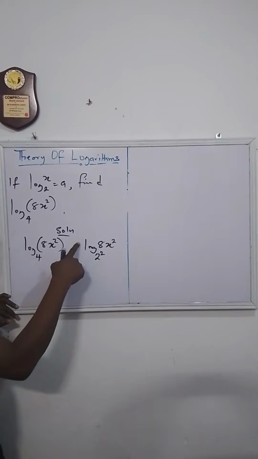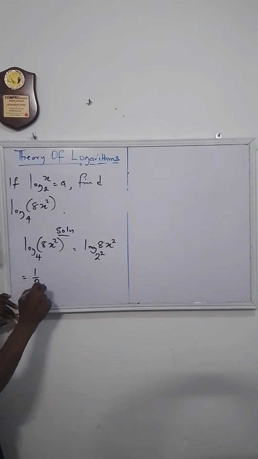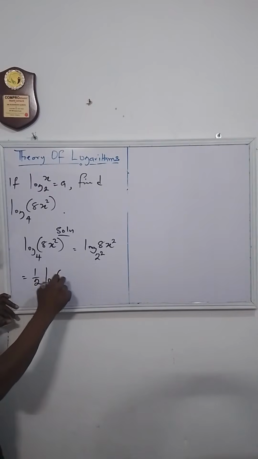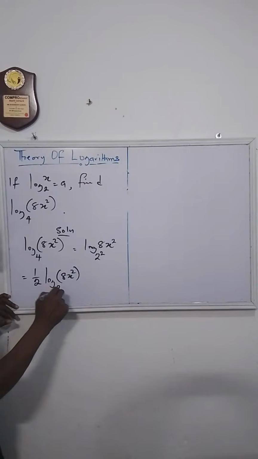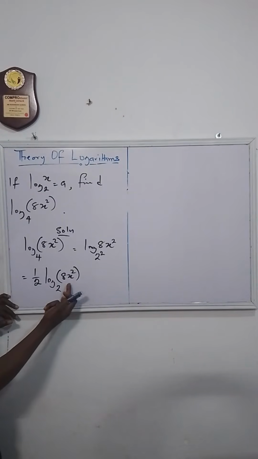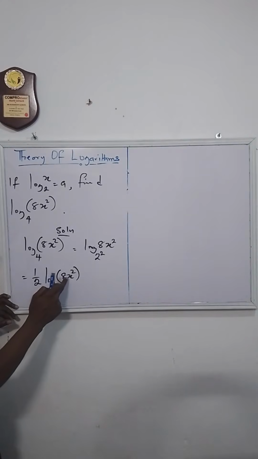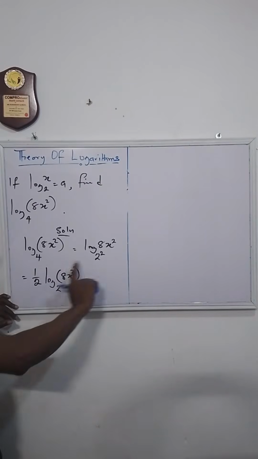Okay, so the power comes here. So we have 1 over 2 log of 8x squared base 2. All right. So now look at what we have in the bracket here. We can see 8 multiplies x raised to the power of 2. So see what we are going to do. Please, you have to be very careful and do this half well. Now this half multiplies everything I'm going to be having.